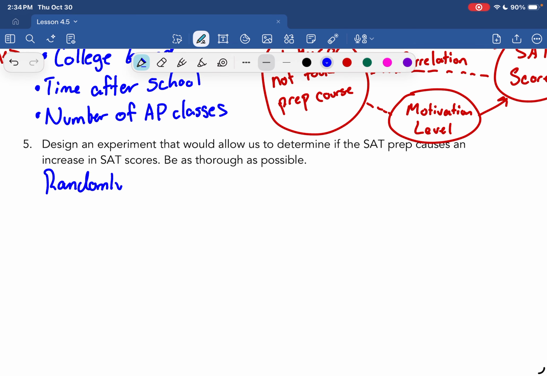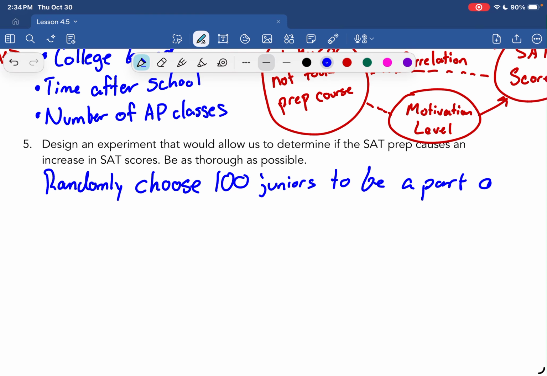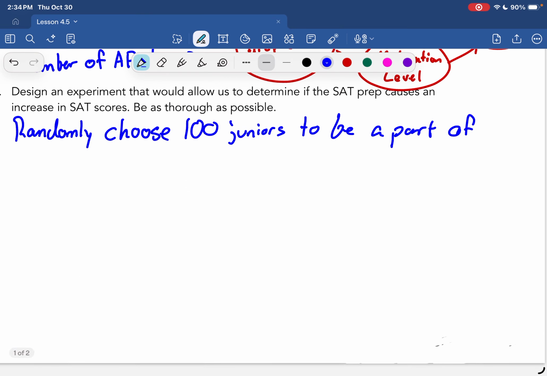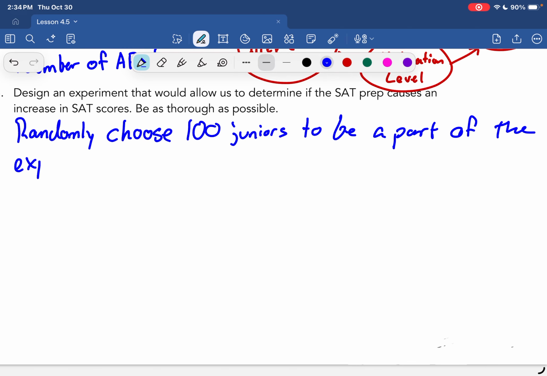I would randomly choose 100 juniors. 100 is arbitrary, but 100 splits up nicely, right? We can split it in halves, we can split it into fourths, and we want them to be a part of the experiment. All right, so now we have randomly choosing 100 juniors. And again, randomly choosing them, right? We probably want to do a simple random sample of all the juniors, label them 0, 1 to however many juniors there are, and then randomly pick 100 using a random number generator. Okay, so we've done that.